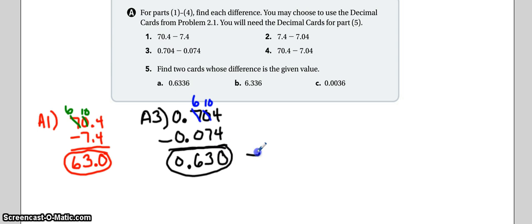0.630, which really is just 0.63 or 63 hundredths. Just like over here on A1, 63.0, we can write it without the decimal as just 63. So pretty short, simple, and to the point. We'll go on and try more of a word problem.